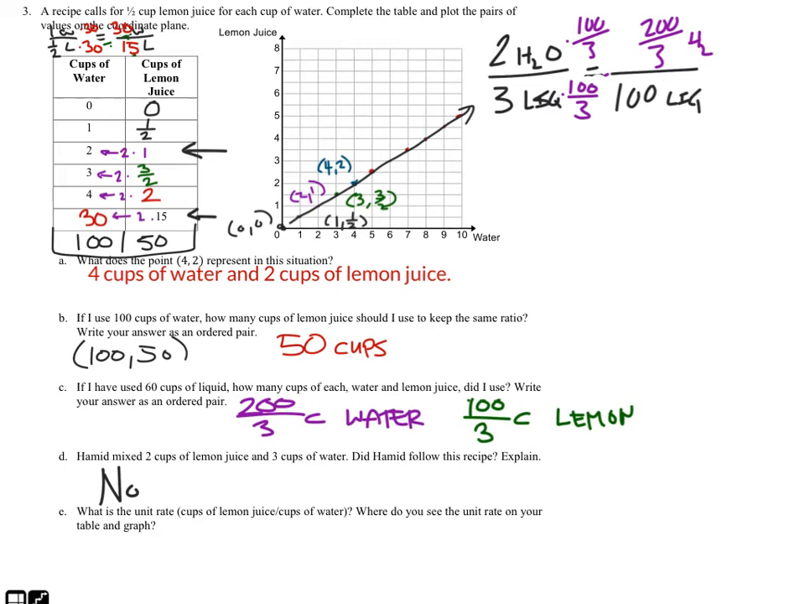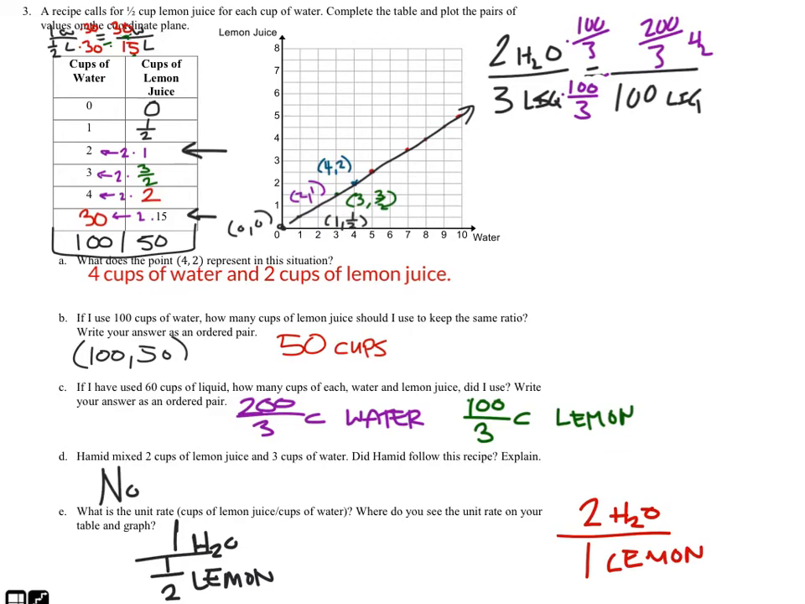Where do you see the unit rate on the table? There were 2 unit rates we found. 1 cup of water, H2O, to 1/2 of lemon. But there was the other one that we had already used, which was 2 cups of water to 1 cup of lemon. And that would be the second unit rate.